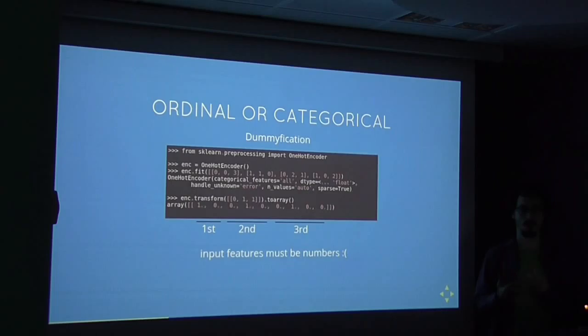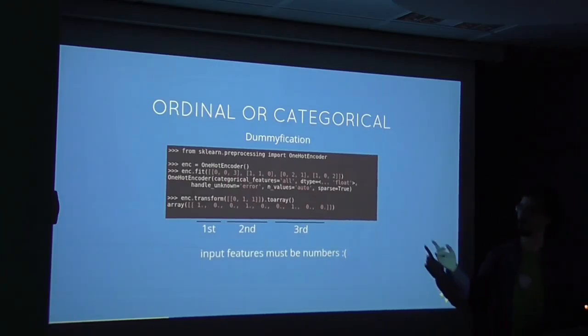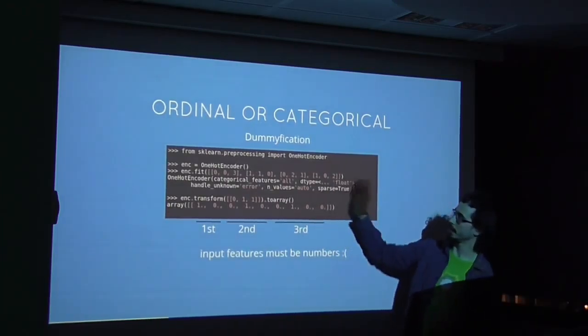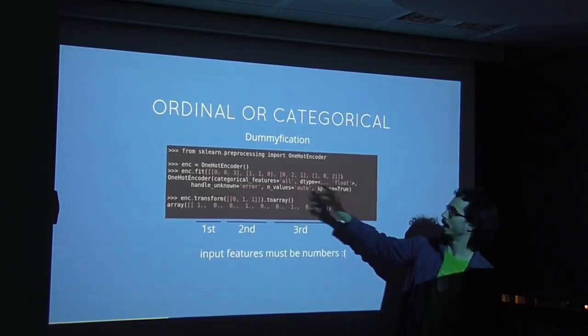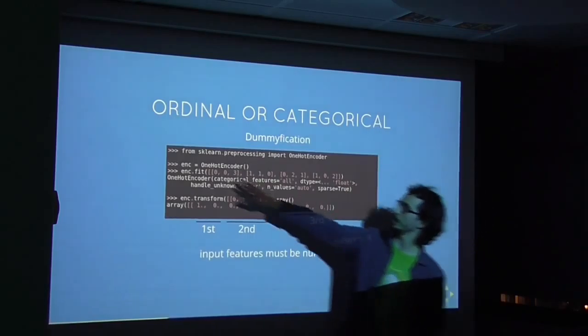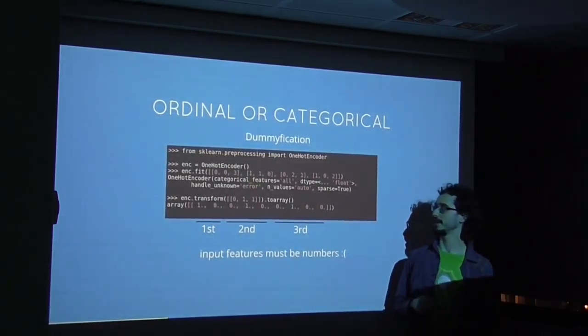Then, in order to avoid that, because then the learning model will be wrong, what is usually done is called gamification, where you expand every categorical variable into multiple ones. It's like binary coding. For example, here is the array. Here we have three variables, first, second, third, and every list of those is a different example.